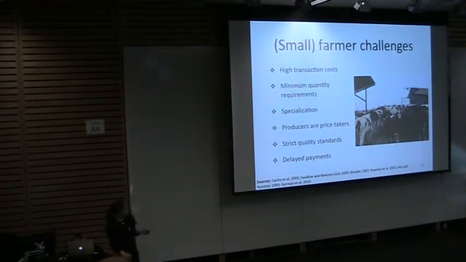When you look at the PES literature and the transformed food market literature, you see a lot of the challenges that farmers face, particularly smaller scale farmers, in accessing these opportunities. There's a lot of similarities. Some of the similar challenges that we see are high transaction costs, minimum quantity requirements, the need to specialize in order to participate in these opportunities, an inability to control the price, so the producers are price takers, the need to adhere to strict quality standards, and often delayed payments.